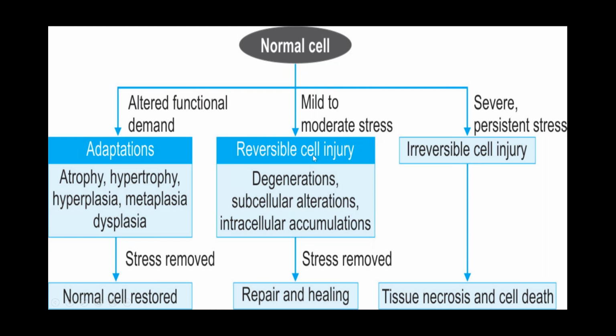If there is mild to moderate stress, there may be reversible cell injury. Degeneration, subcellular alteration or intracellular accumulation can occur. If the cell stress is removed, repair and healing can occur. Type 3 is severe persistent stress. If the stress is persistent or severe, this may cause irreversible cell injury, which can lead to tissue necrosis and finally cell death. So this is about the fate of the normal cell in response to stimuli, either altered functional demand, mild to moderate stress, or severe persistent stress.